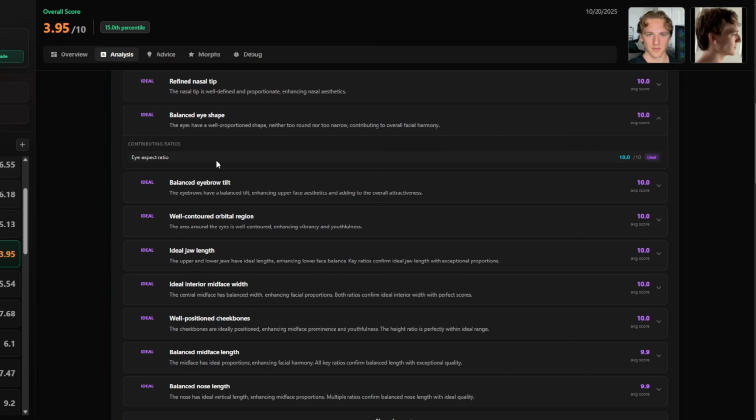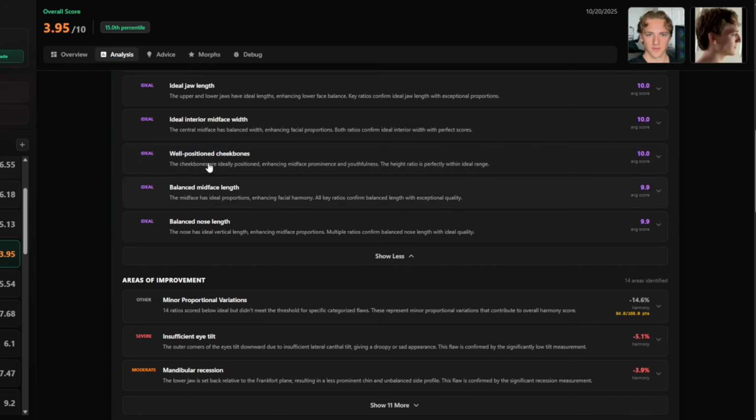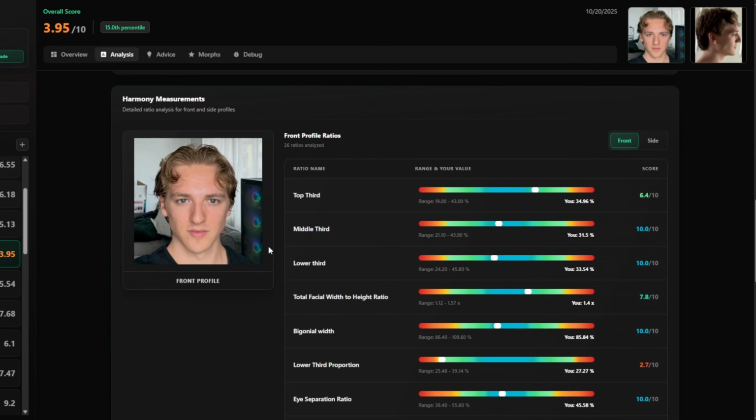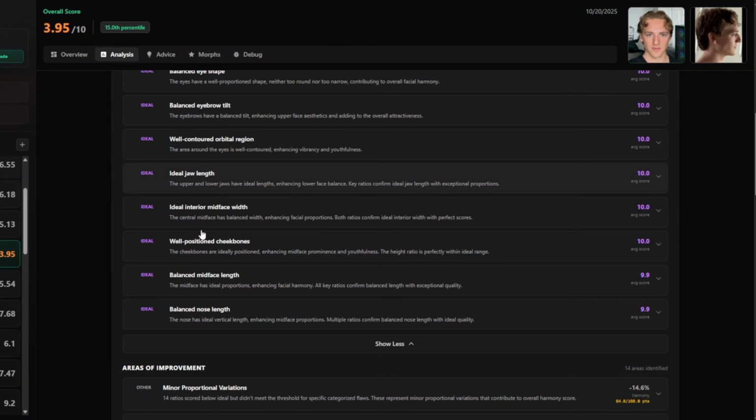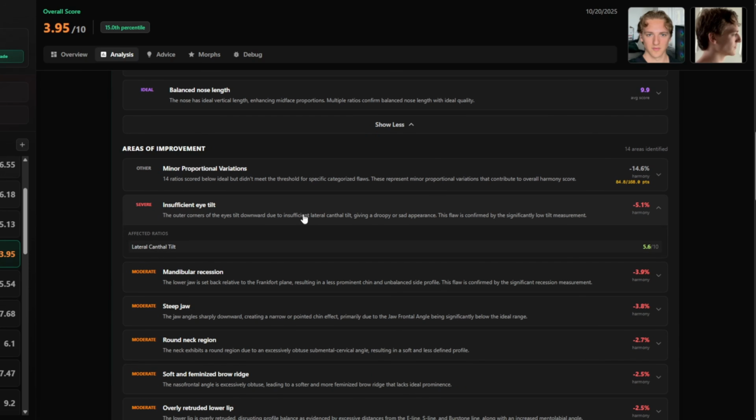Balanced eye shape. That has to do with whether his eyes are too narrow or round, and he seems to have a good eye shape in that respect. Eyebrow tilt, orbital region, jaw length, mid-face width, well-positioned cheekbones. You can see they actually sit pretty high there. And now we'll see his photos when I scroll down to these specific assessments, but you can see his cheekbones are actually very high. They seem to be a strong point. Good cheekbone angularity.